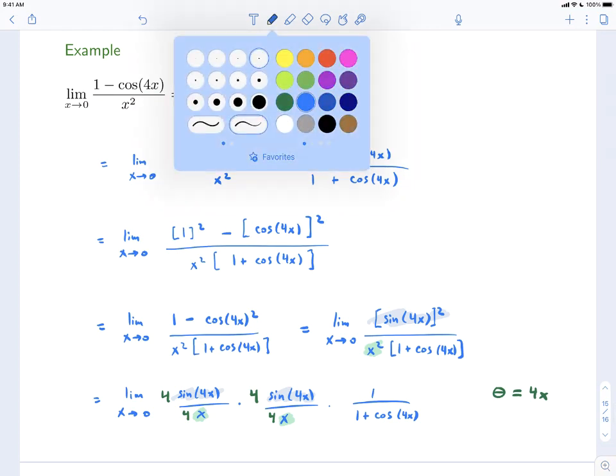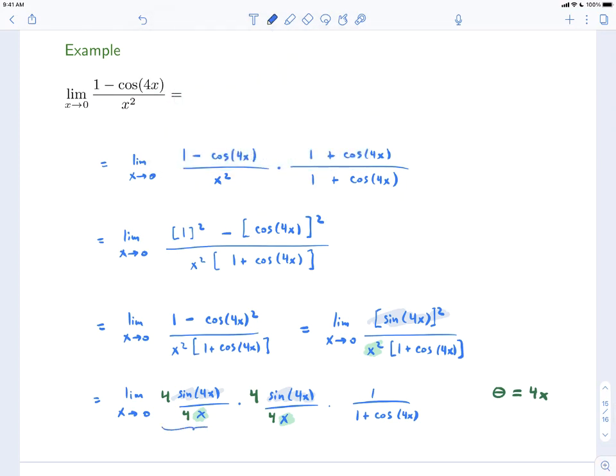Well, this limit is going to go to 4 times 1. This one is going to go to 4 times 1, because here I have a sine of theta over theta, and here I have a sine of theta over theta, but of course we have a 4 here and a 4 here. And what about this term right here? Well, this is perfectly well behaved. It's 1 over 1 plus cosine of 0, which is 1 plus 1. So that's just going to go to a 1/2.